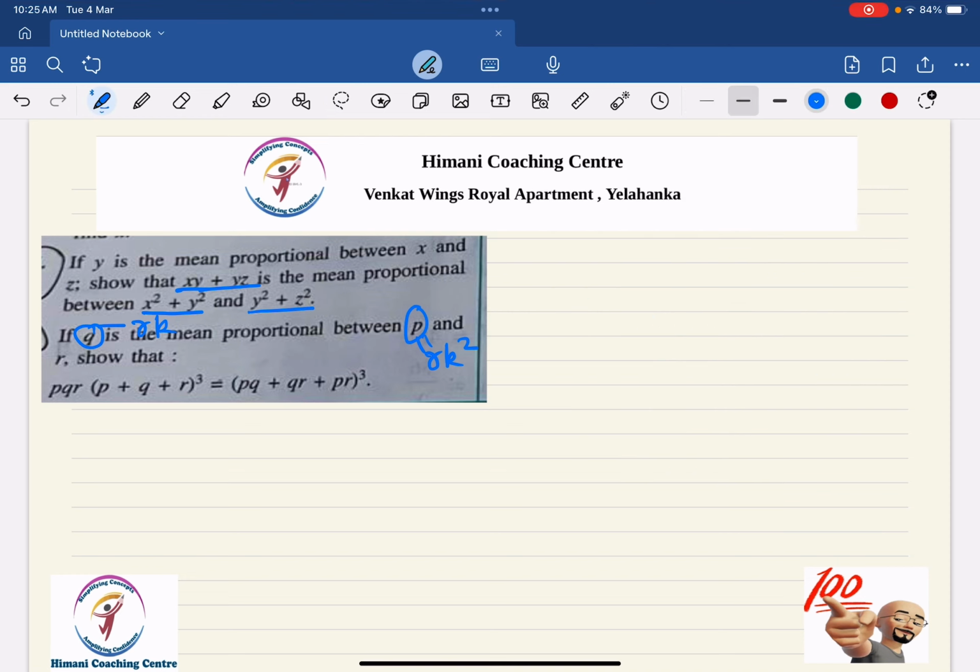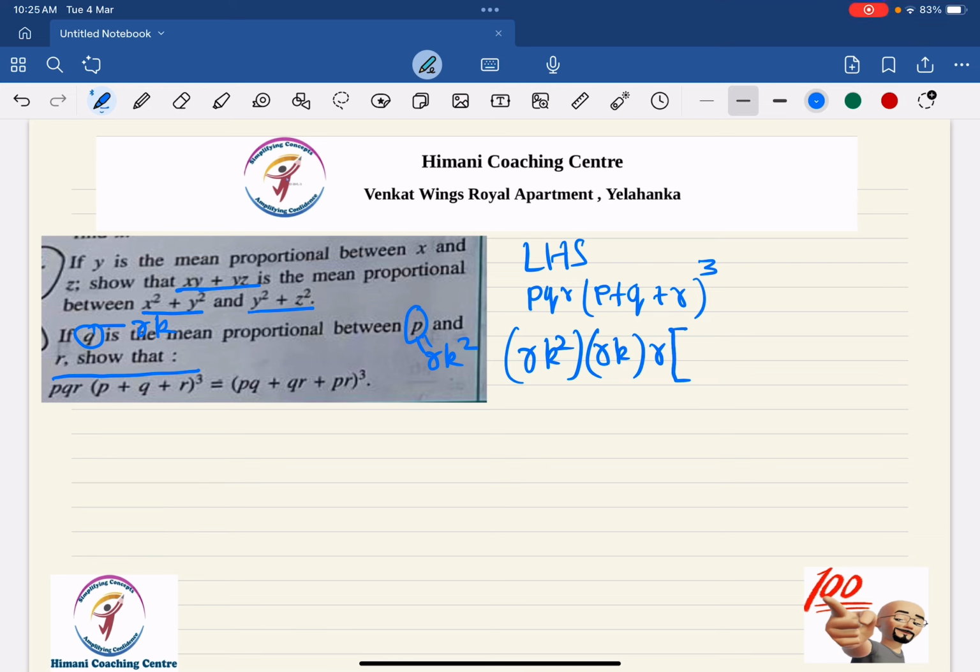So now let us take the left hand side of the equation. I am taking LHS. PQR is getting multiplied, so let me first write this down: PQR times (P plus Q plus R) whole cube. Now we are going to replace P with RK square, Q with RK, R remains as it is, and inside the bracket P is again RK square plus Q, which is RK, plus R, whole cube.